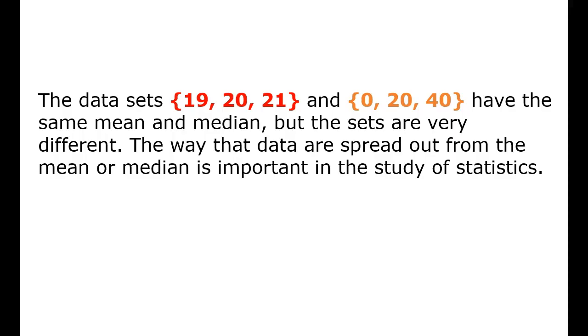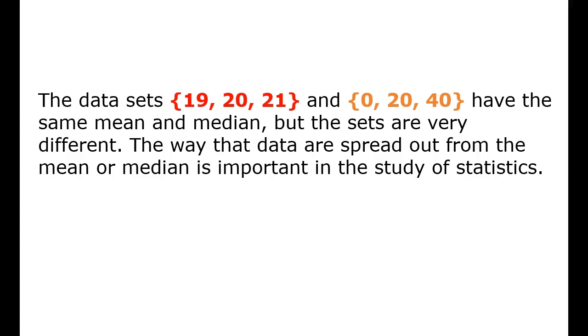So we have 2 data sets here, 19, 20, 21, and 0, 20, 40. They both have the same mean and median. If you find the mean and median of each of these data sets, it's 20. It's the middle number of both, and it happens to be the average of both, but these sets are pretty different from one another. So the mean alone, or the median alone, the measure of central tendency alone, is not enough to describe the data.